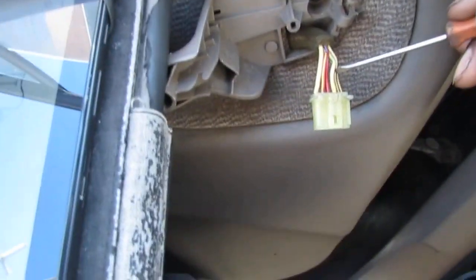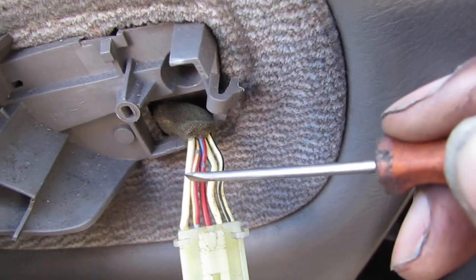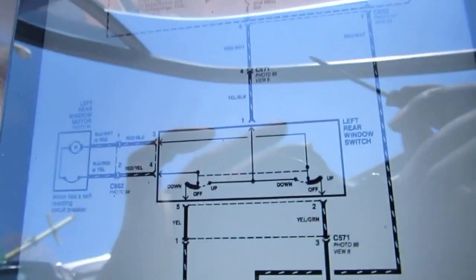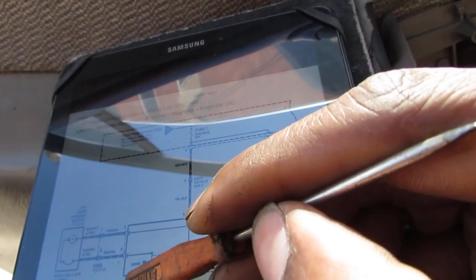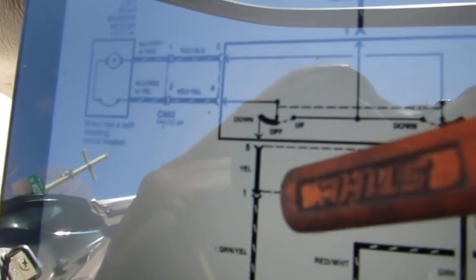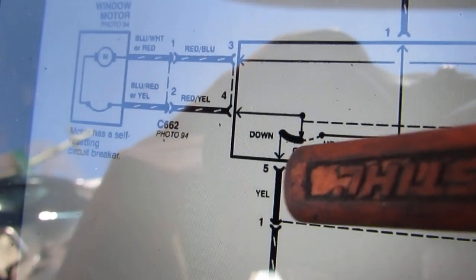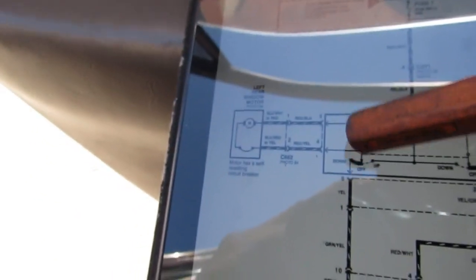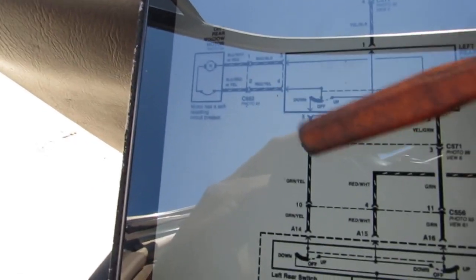Now to go up, we need position number four, which is the red and yellow, right here. And then it says number five, yellow right here. That is what pulls it down to ground. See that? And that's what causes it to close. So we know that this system works over here on this side, or we need to check these two right here.